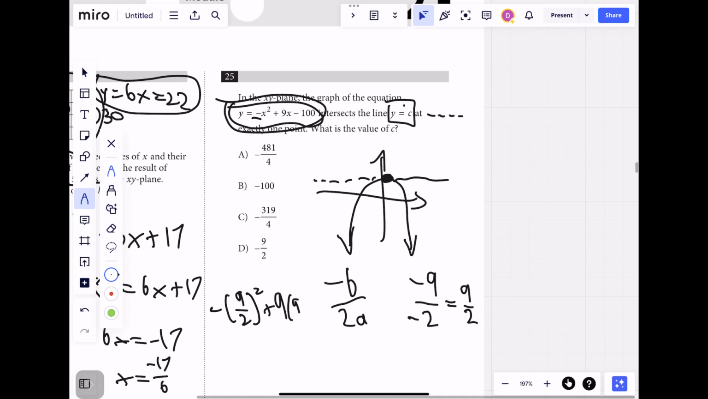Let me erase this. 9 over 2 minus 100. And you're going to get, I think it's 79.75, which is the same as this. And you can check that with your calculator.